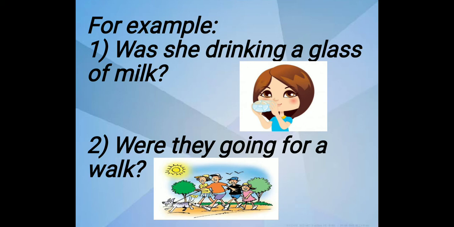Now, let's see its examples. First one is, was she drinking a glass of milk? Second is, were they going for a walk? Here we have placed helping verb in the beginning and we have placed question mark to make them interrogative sentences.